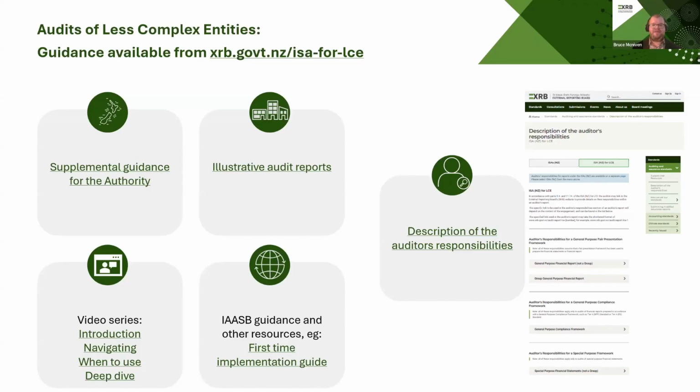So some of the things we've developed so far, first off, supplemental guidance on the authority of the standard. This covers the specific prohibitions, so the entity types that just can't be audited with the ISA for LCE, and also the qualitative characteristics of a less complex entity to help auditors determine and document whether the entity that they're about to audit is a less complex entity, and so whether they can use the standard.